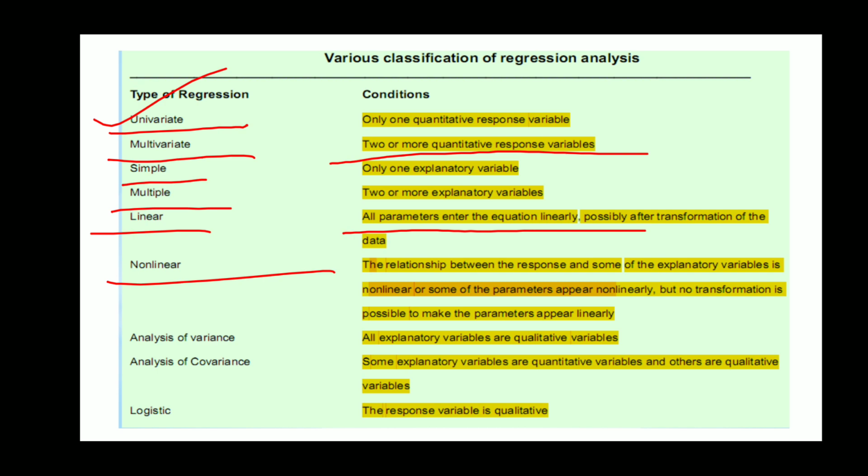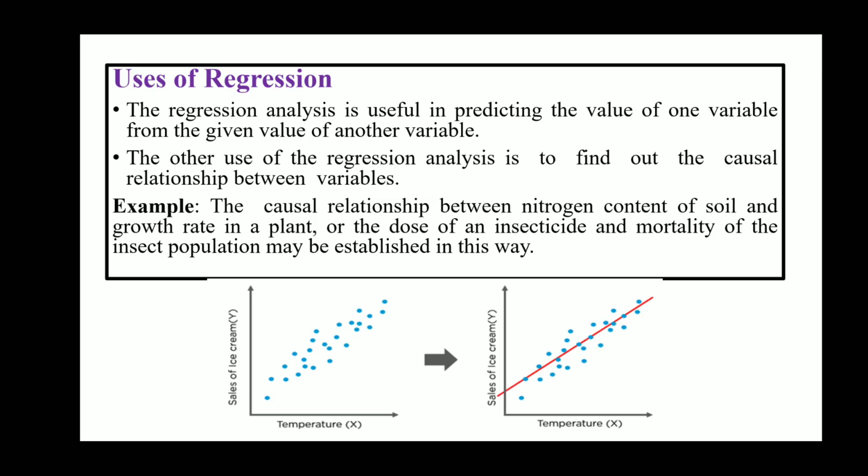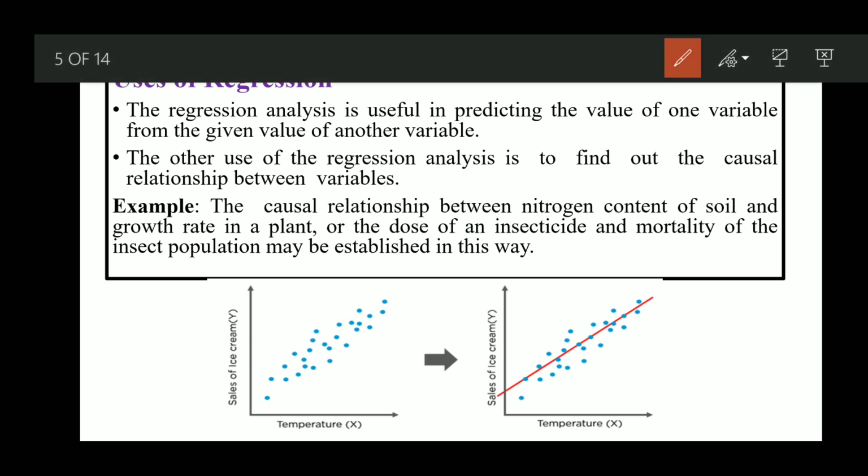Now we'll be discussing simple linear regression. Before that, we should know the uses of regression. Why should we know about regression? These are the basic uses. The first is that it is helpful in predicting the value of one variable from the given value of the other variable. Such predictions are very useful when it is difficult or expensive to measure the dependent variable, that is your y. In that case, regression analysis will give you the best result.